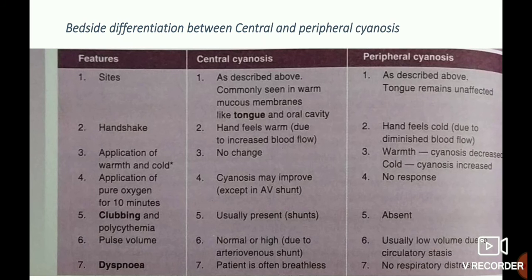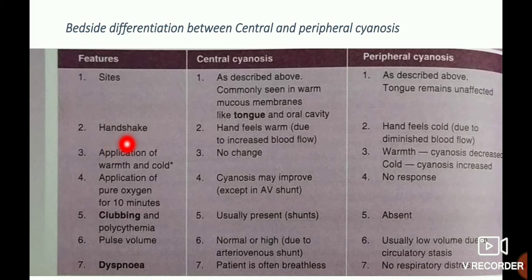Now, how will you differentiate between central and peripheral cyanosis at the bedside? So, the first feature you should look for is the sites. The central cyanosis, where does it develop? The central cyanosis is seen in the warm mucous membranes like the tongue and the oral cavity. But peripheral cyanosis is never seen in the tongue.